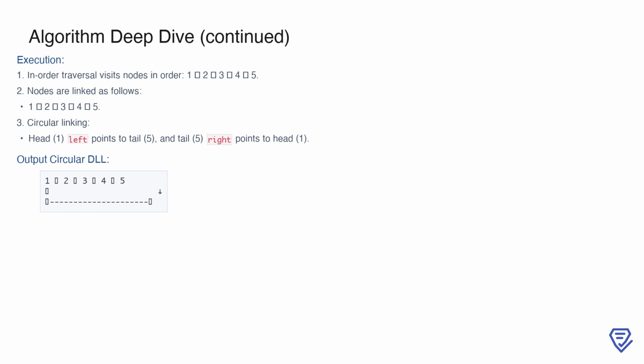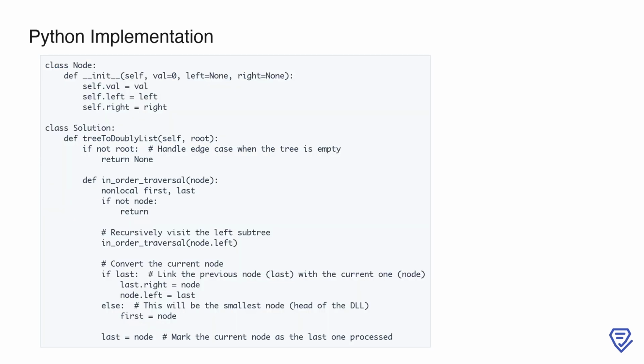Here, we start by defining the structure of a node class, which represents the individual elements of the binary search tree. Each node has a value, a left pointer, and a right pointer. Then, we define the solution class, which contains the method tree to doubly list. This method is responsible for transforming the binary search tree into a sorted doubly linked list. We first handle the edge case where the tree is empty, in which case we simply return None.